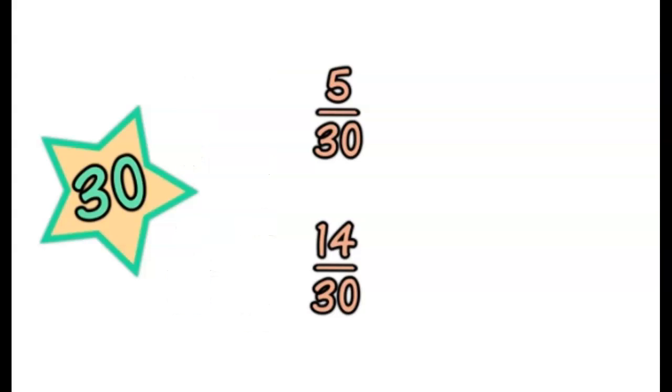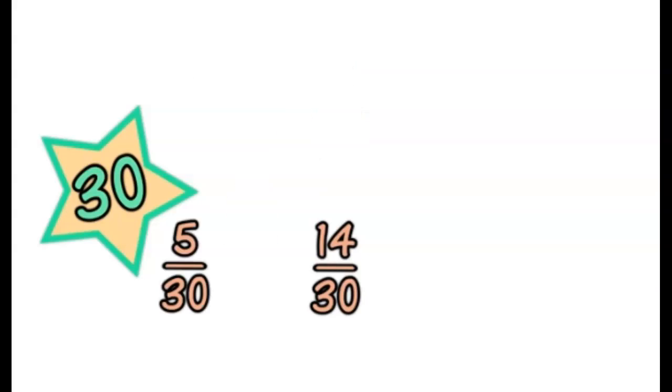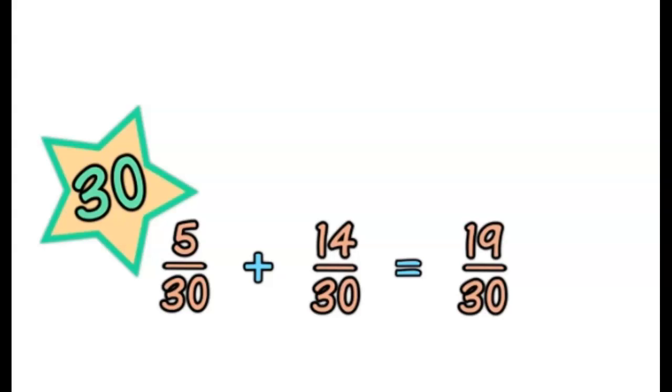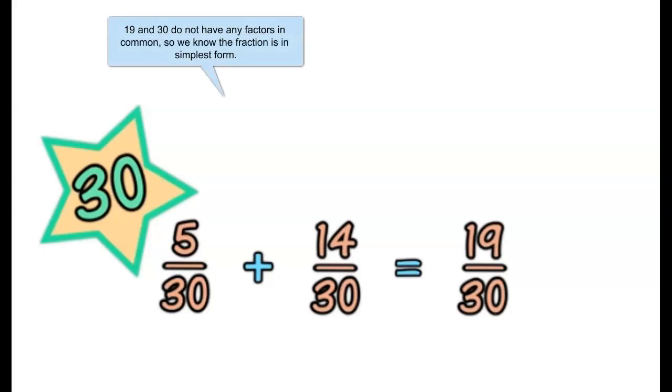Now we can do the addition by adding the top numbers. 5/30 plus 14/30 equals 19/30. The fraction's already as simple as it can be. The answer is 19/30. We know that 19 and 30 do not have any factors in common. That's how we know 19/30 is in simplest form.